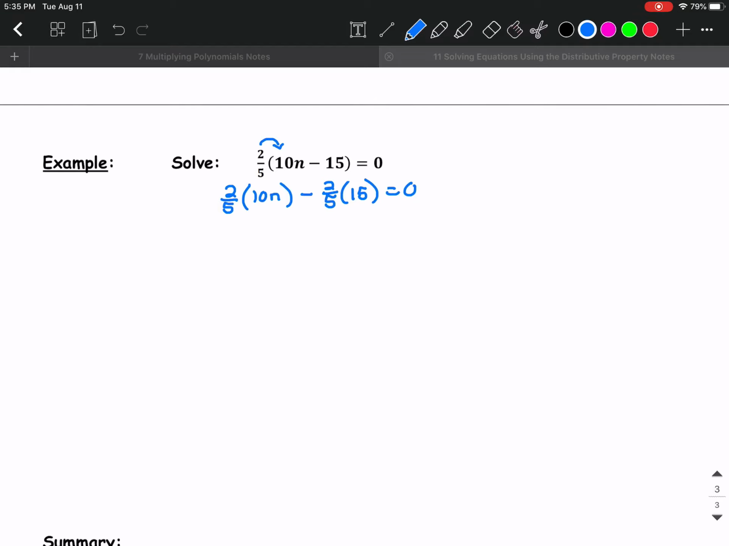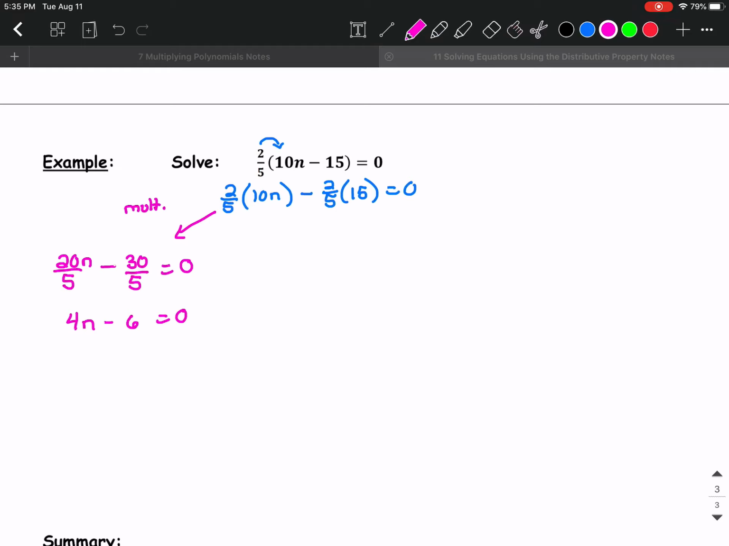Now you have options. Some people will say, okay, I'm going to multiply and then divide. So 2 times 10n is 20n over 5, minus 2 times 15 is 30 over 5, equals 0. And now they would divide. So 20 divided by 5 is 4n, minus 30 divided by 5 is 6. So we have the equation 4n minus 6 equals 0.